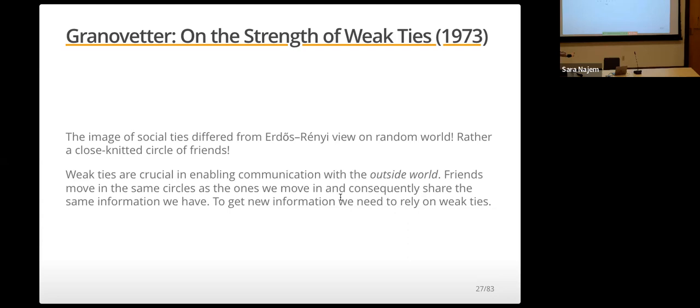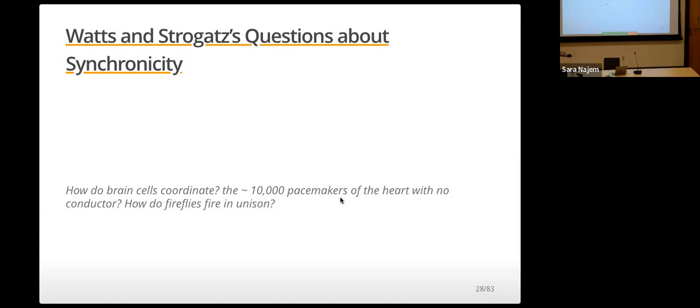Now, past this, let's fast forward to maybe the 90s and beyond: Watts and Strogatz. Watts was a student at Cornell, and Strogatz was a professor of nonlinear dynamics, and they were asking questions about synchronicity. They were wondering how it is that brain cells coordinate, and how the order of 10,000 pacemakers of the heart keep on beating without a conductor, and how fireflies fire in unison. These were questions that kept them very occupied.